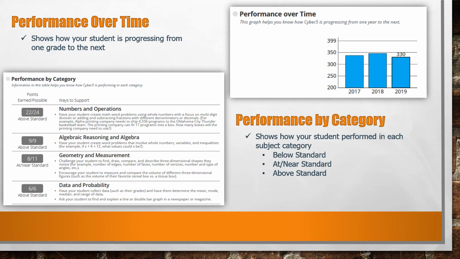The Parent Portal also has information about your child's performance over time. This shows how your student is progressing from one grade level to the next starting after the third grade OSTP assessment. You can also find performance by category, which shows how your student performed in each subject category as either below standard, at or near standard, or above standard. It also shows the points your student earned and the points that were possible. In addition, it lists ways you can support your child at home.